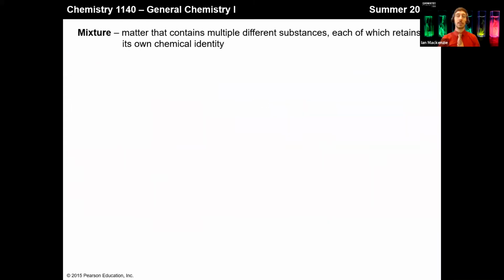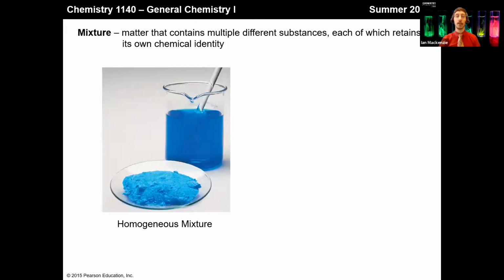But then also let's talk in more detail about a mixture. What exactly is a mixture and what types of mixtures there are? So a mixture is defined as matter that contains multiple different substances. Each of those substances retain their own chemical identity, but the matter itself is composed of multiple different substances. So here's two examples. We can have a homogeneous mixture, and this is where we have uniform distribution.